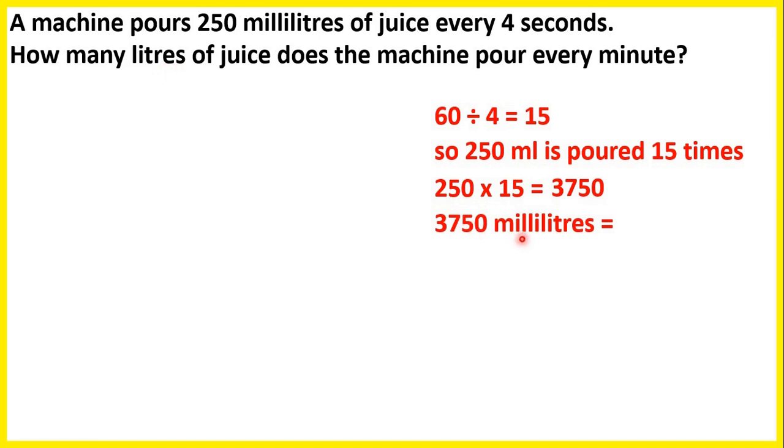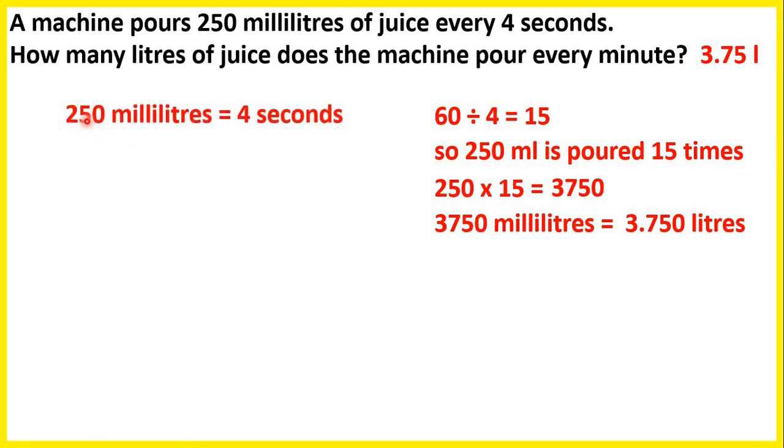So remember, there are 1,000 millilitres in 1 litre, so we can divide by 1,000, and the easiest way to do that is to imagine the decimal point on the end, and because there are 3 zeros in 1,000, we can move 1, 2, 3 places to the left, and that gives us 3.750, which we can just write as 3.75 litres, because we don't need to write zeros on the end of decimals. The other way to solve this problem is by scaling up.